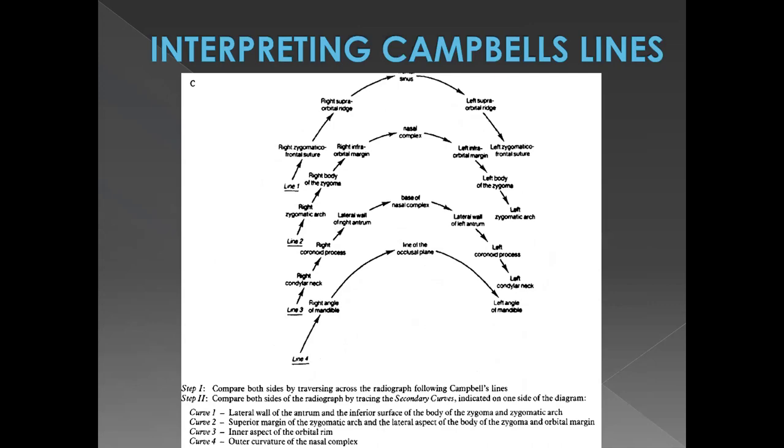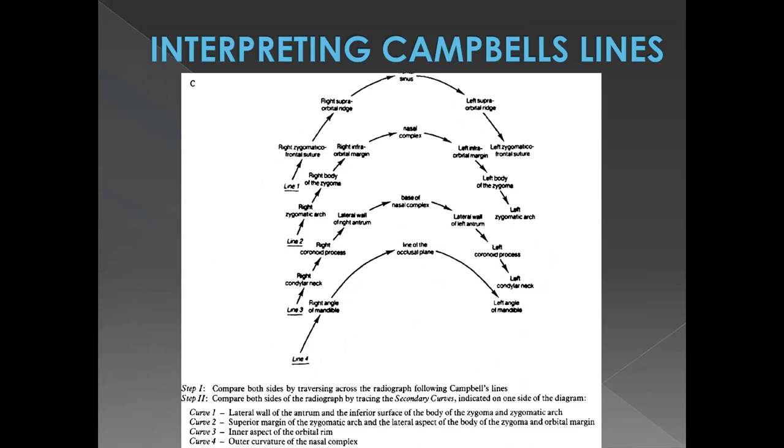So line one passes through the right FZ suture, through the right supraorbital ridge, through the frontal sinus, and on through the same structures on the left side. In line 2, you have to start from the zygomatic arch, then the body of the zygoma, right infraorbital region, nasal complex, and the same structures on the left side.